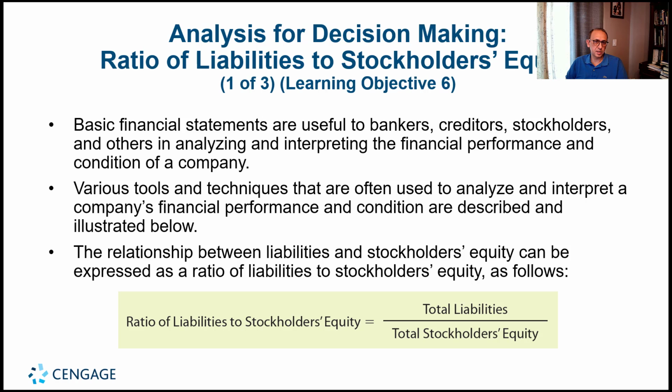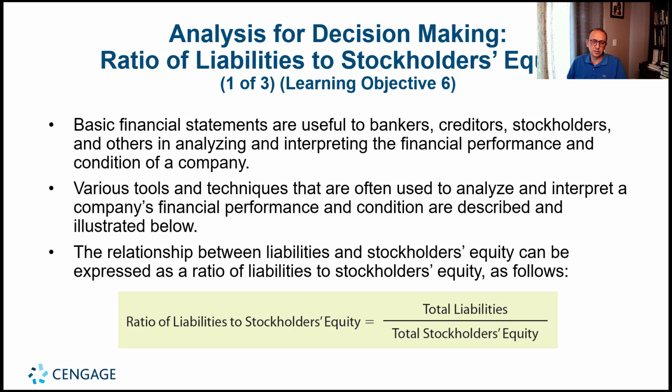Various tools and techniques that are often used to analyze and interpret a company's financial performance and condition are described and illustrated in the coming slides. The relationship between liabilities and stockholders' equity can be expressed as a ratio of liabilities to stockholders' equity. So we basically calculate the total liabilities and total stockholders' equity, and we divide them by each other.